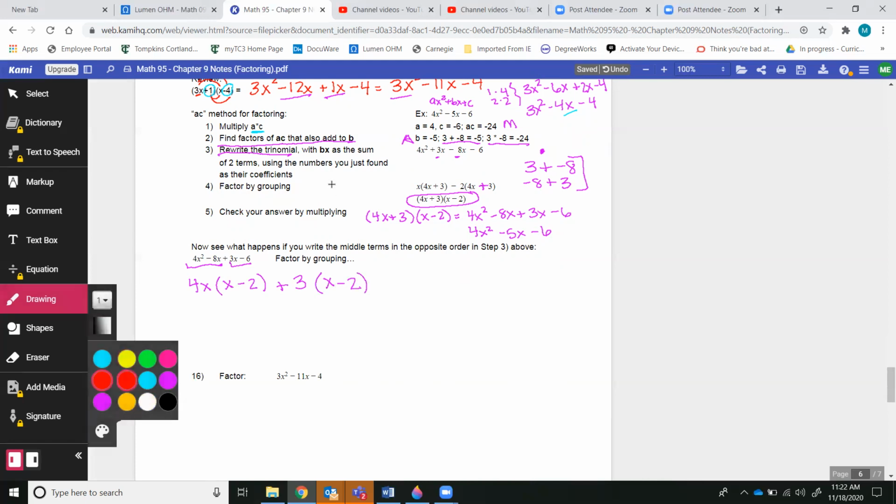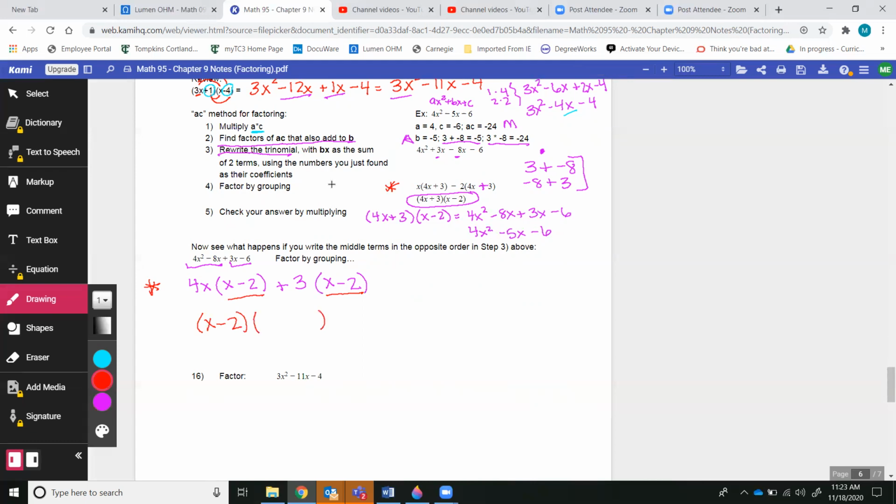Now, if I look at this step right here and this step right here, they look pretty different, right? I have 4x times x minus 2 plus 3 times x minus 2. Here I have x times 4x plus 3 minus 2 times 4x plus 3. They look very different, but if I look a little more carefully, they're just inversed from each other, inside out almost. I'm looking at what these two have in common. They have x minus 2 in common. So that's going to be what comes out front.